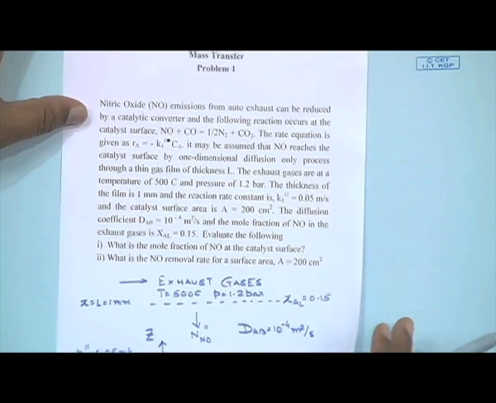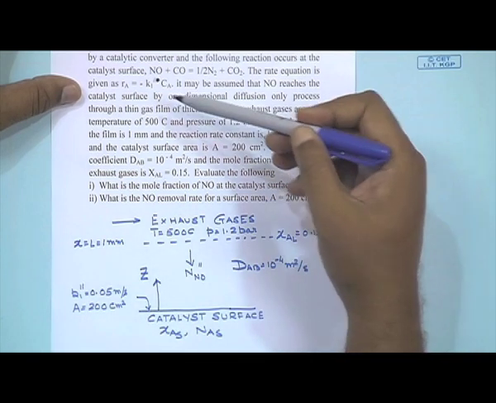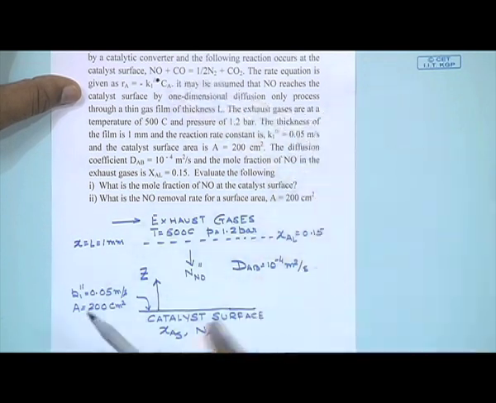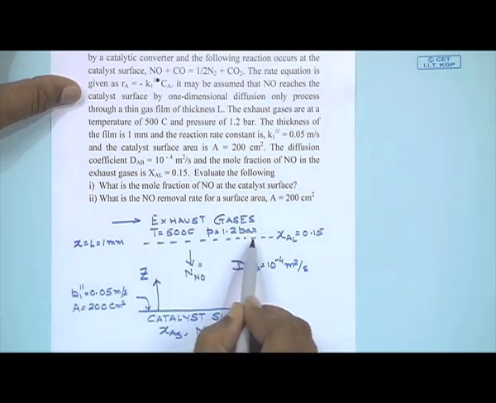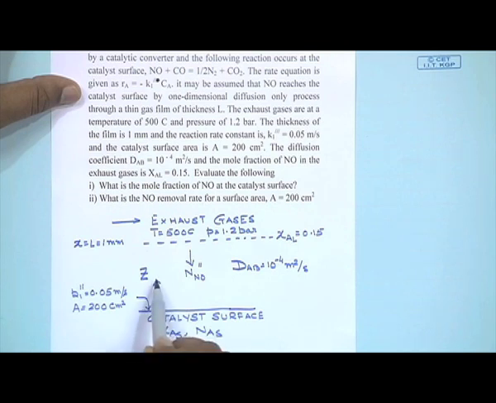of thickness L. So, if you can see this figure, we have a catalyst surface whose area is 200 centimeter square, and the reaction rate constant of this reaction, that is K1 double prime Ca, the reaction rate constant is 0.05 meter per second, and there is a thin film which is stagnant, whose thickness is 1 millimeter, and Z is denoted from the catalyst surface. It is measured from the catalyst surface. So, the molar flux of nitric oxide tries to reach the catalyst surface by a one-dimensional diffusion process.